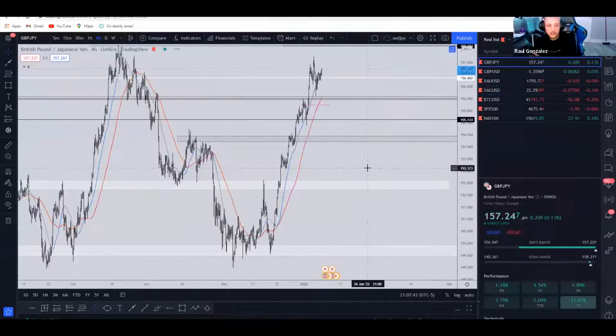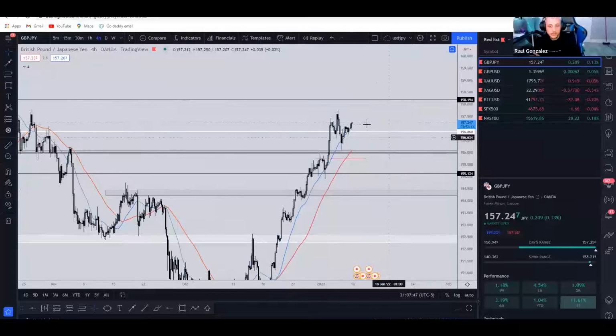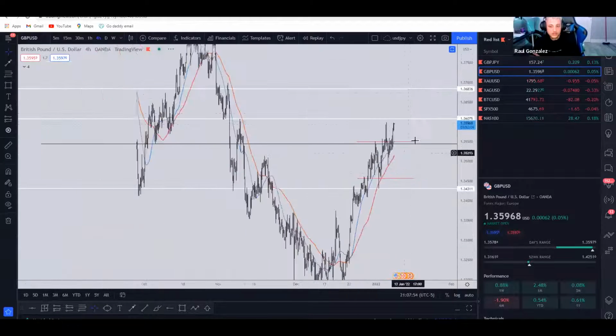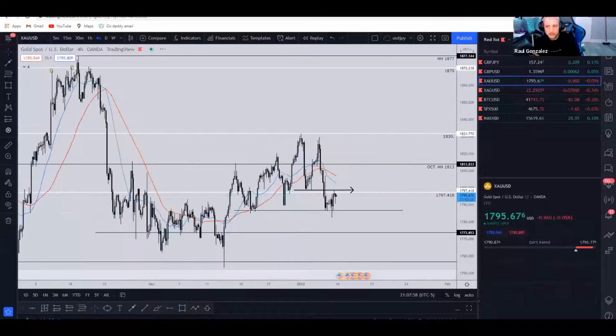I'm currently not trading GJ, even though I do see GJ going up to 158, pretty much 158.200. And GU is hitting this area, so I want to see what it does here before I make another decision. Anybody have any questions?